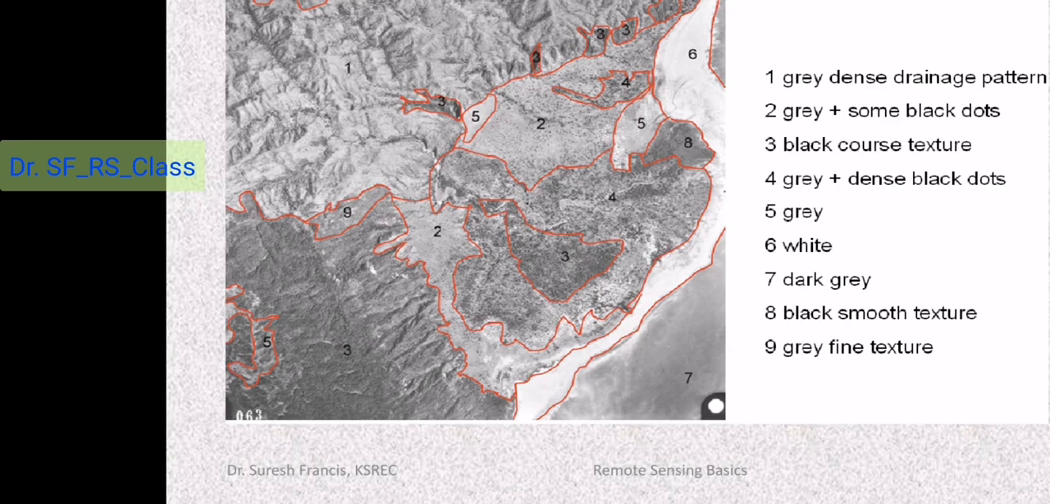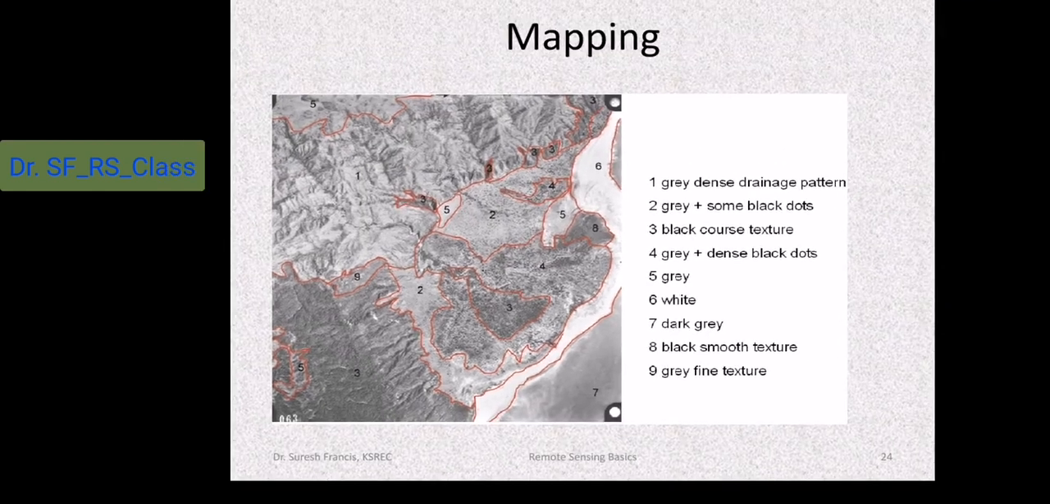So the first thing is that you will be able to identify the boundaries. Then you can fix that this white tone is this object, and the gray tone is this object, black tone is this object. All these objects can be delineated and identified with the help of interpretation keys. The boundary marking and identification of the object is the method of mapping.